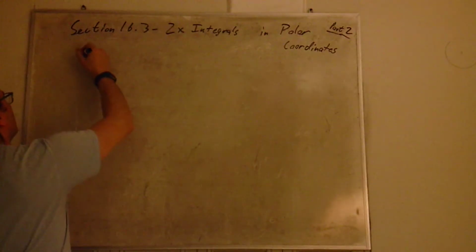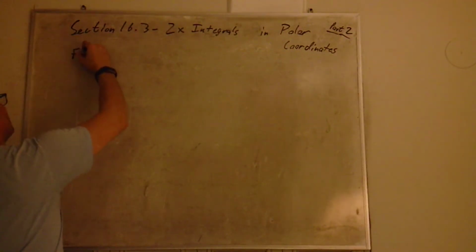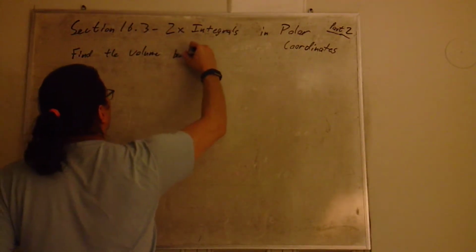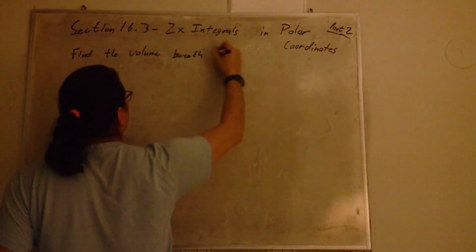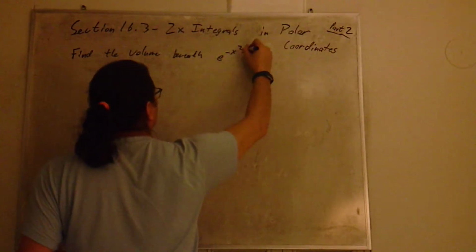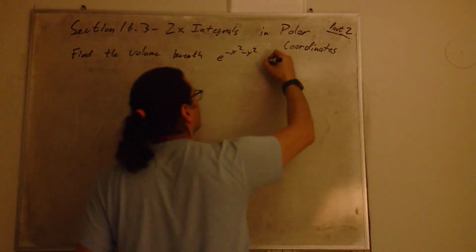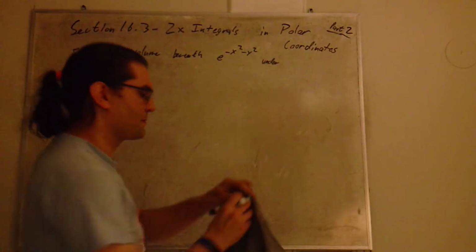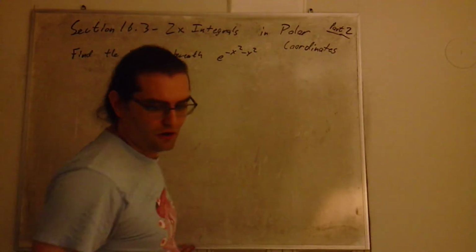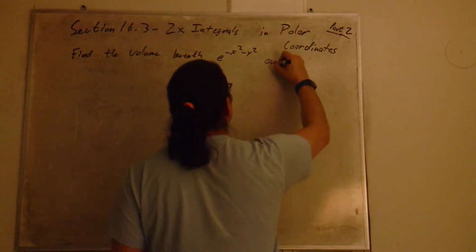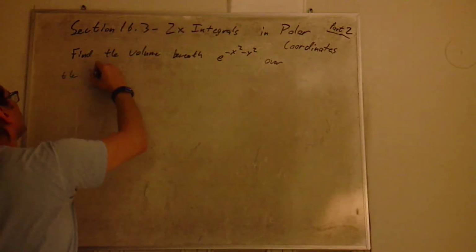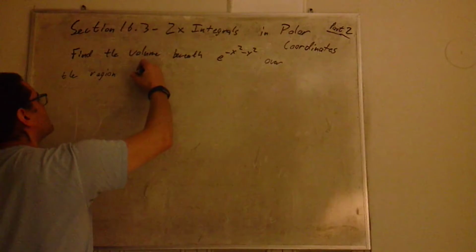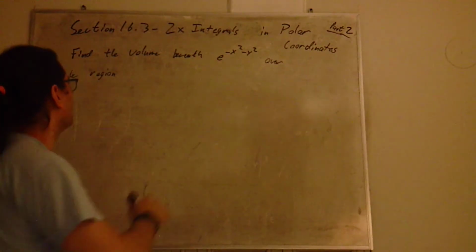So let's talk about evaluating. Find the volume beneath e to the negative x squared minus y squared. Not under, let's go over the region. Let's do a circle of radius 4.